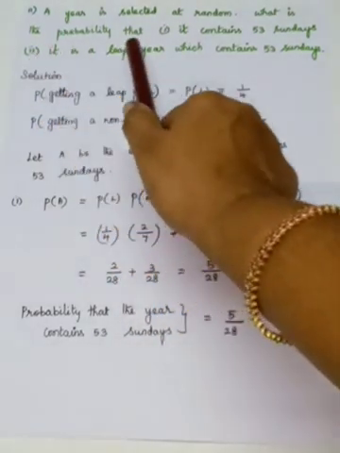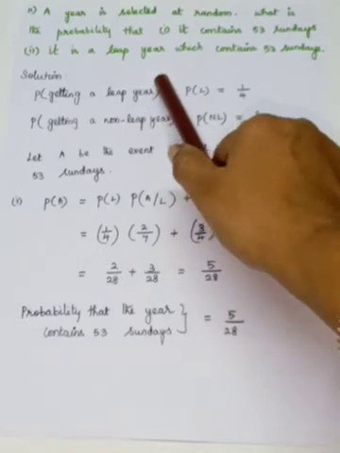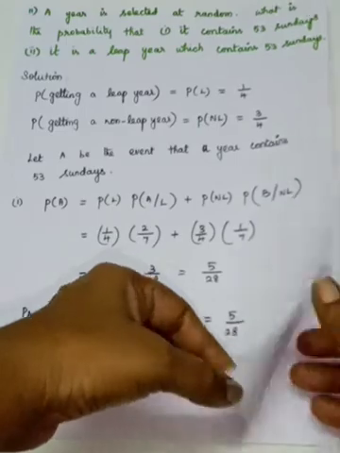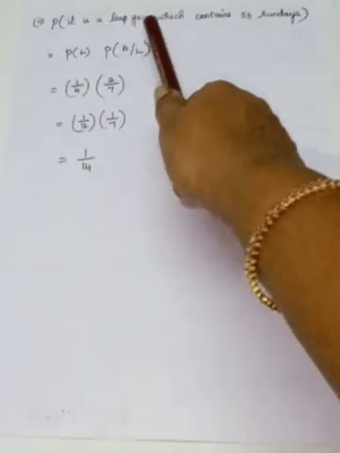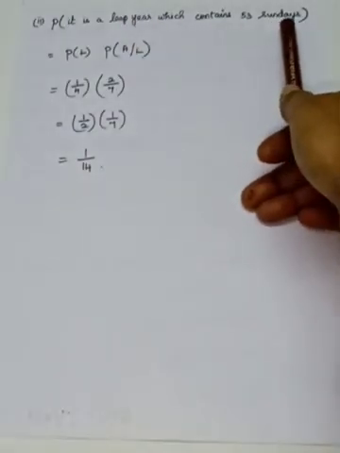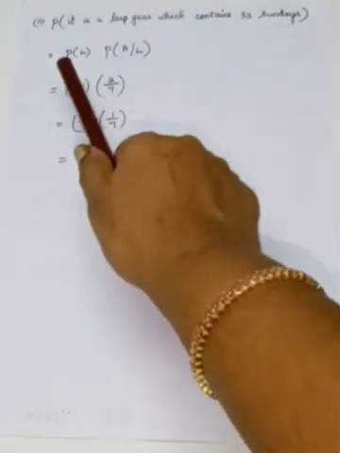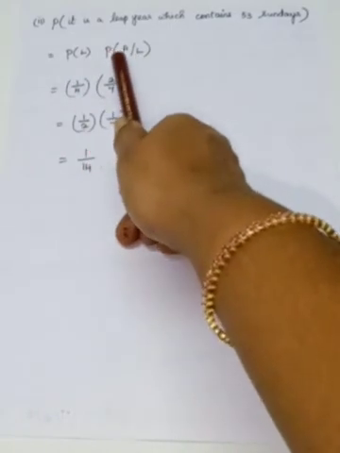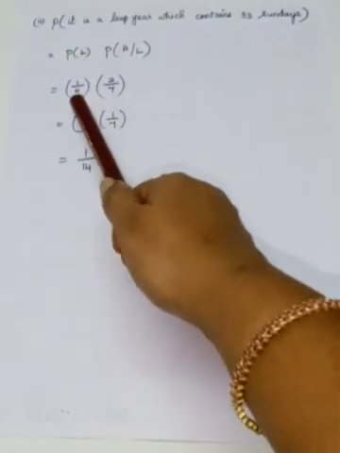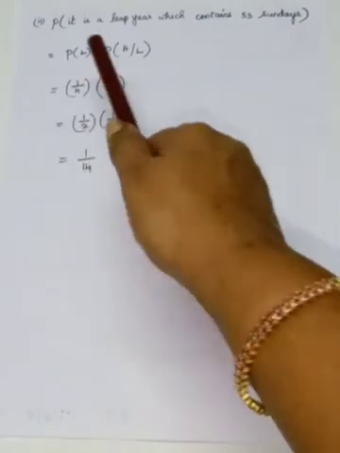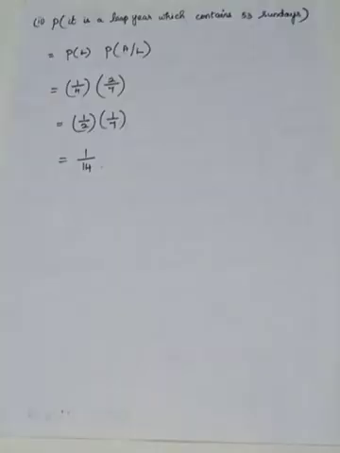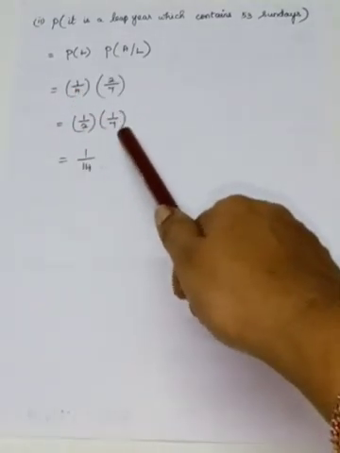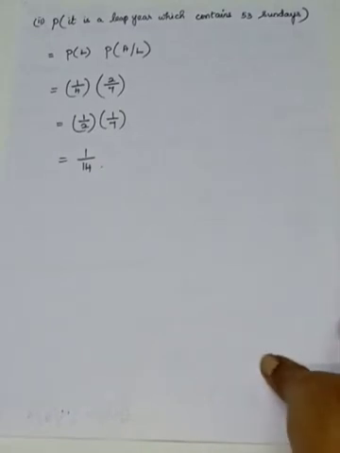Second question: what is the probability that it is a leap year which contains 53 Sundays? First we have to find the probability of a leap year which contains 53 Sundays. That year is a leap year, so what is the probability of getting a leap year, and the leap year containing 53 Sundays. Therefore it is 1 by 4 into 2 by 7. Its being a leap year as well as getting 53 Sundays. The 2 and 4 cancel, so it is 1 by 2 into 1 by 7. So the answer is 1 by 14.